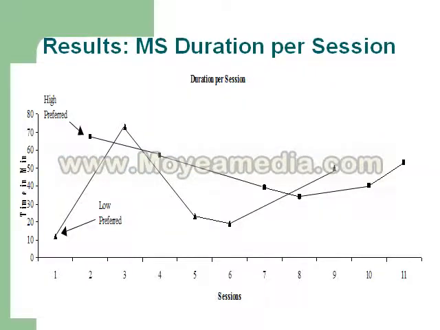MS duration per session results. Low preferred durations were highly variable, with high preferred durations on a decreasing trend before increasing on the final 2 sessions. While duration data were unclear for determining preferences, MS had 5 sessions lasting 50 minutes or longer.